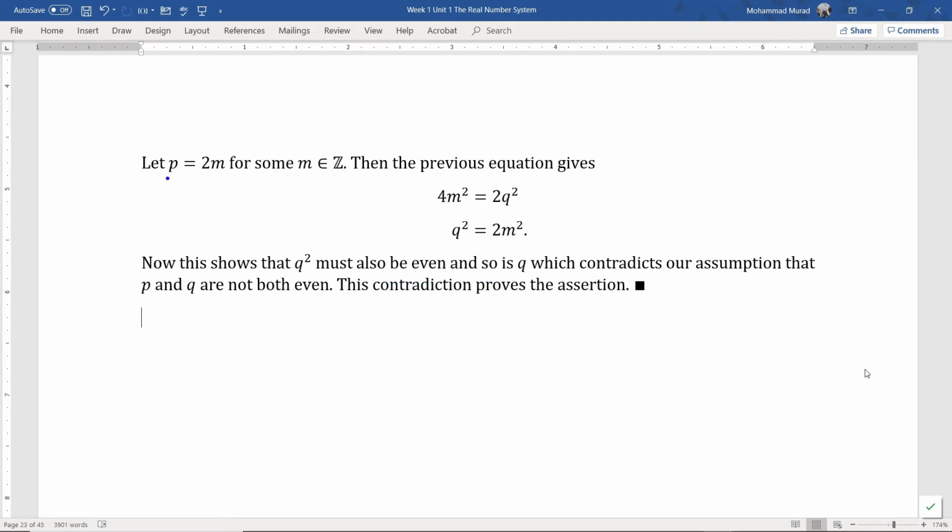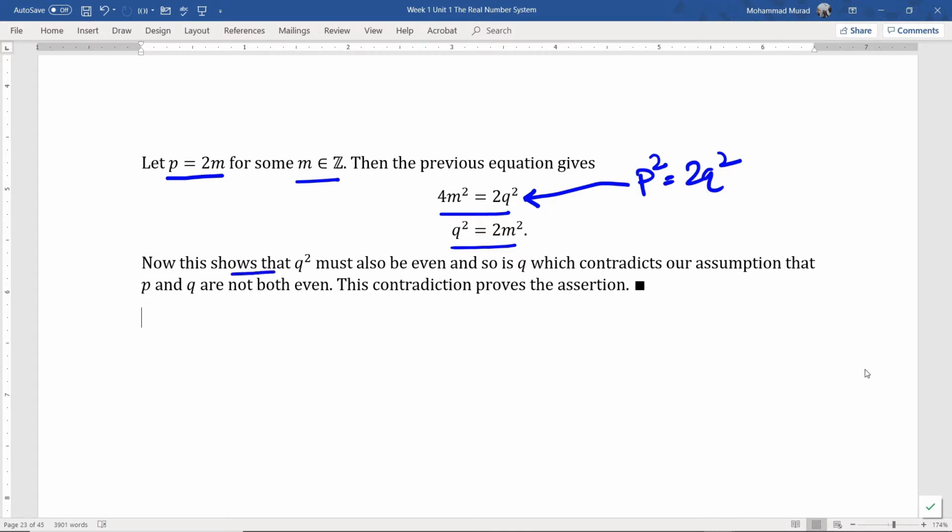Let p equals 2m for some integer m. Then the previous equation, namely p squared equals 2q squared, gives this equation: 4m squared equals 2q squared. Cancelling the common factor of 2 and reorganizing the terms, we obtain q squared equals 2m squared.